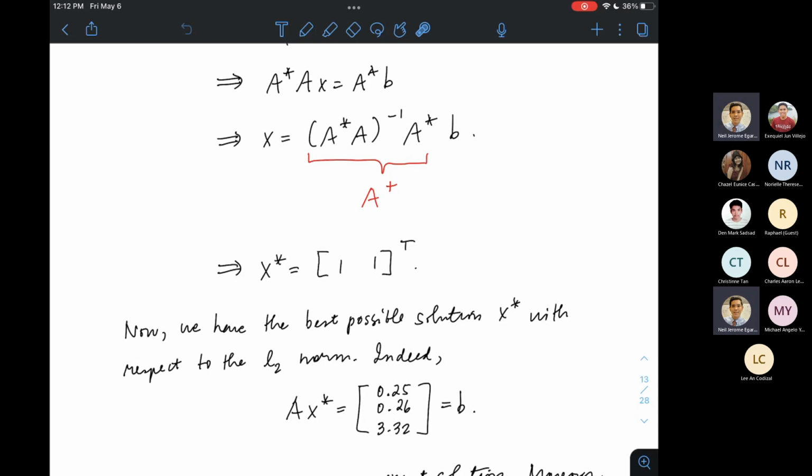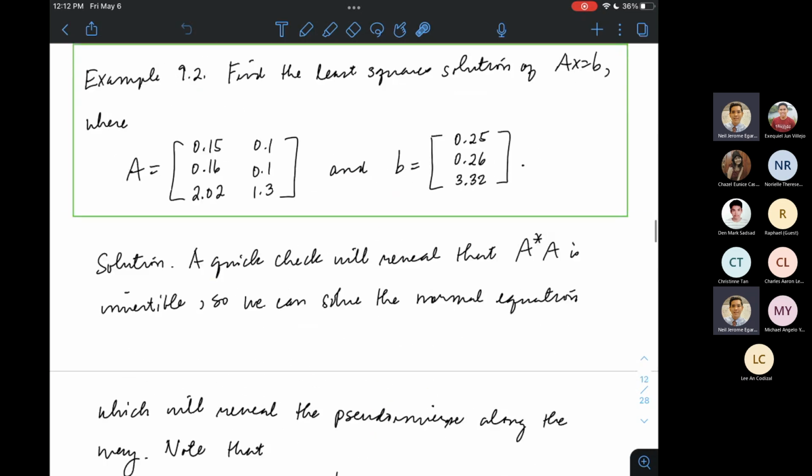Okay? Now, Ezekiel has a question in the chat. What if hindi invertible si A star A, but yung A star yung invertible? Yes, we have the formula for that, Ezekiel.